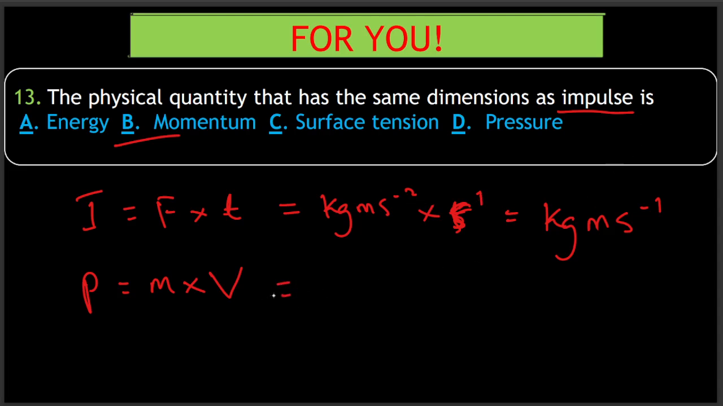Okay, so what about this guy? M is kg, and then velocity is meters per second. So can you see they are the same?